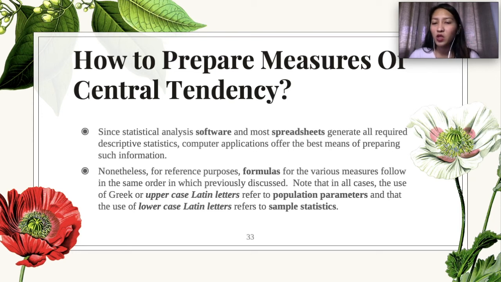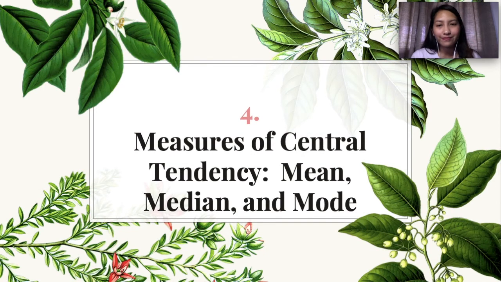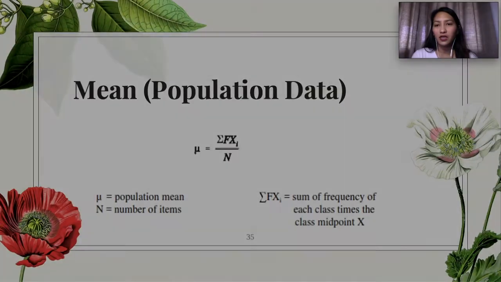So, kung mapapansin niyo, merong mga uppercase Latin letters. Kapag uppercase Latin letters yung ginamit natin, ito ay referring to population parameters. Samantalang kapag lowercase Latin letters naman, it refers to sample statistics. So now, let's proceed to measures of central tendency, the mean, median, and mode.